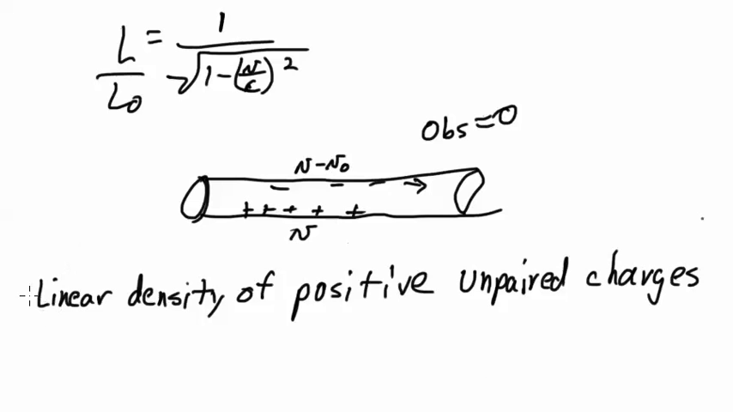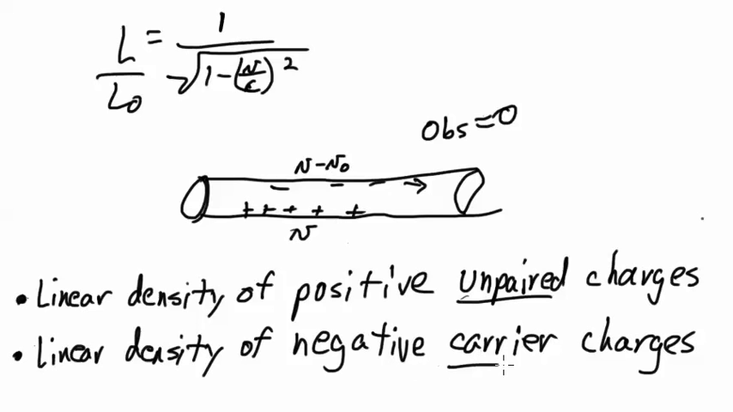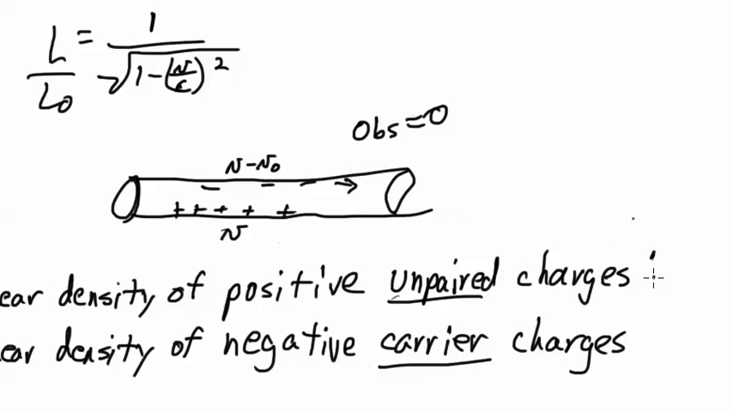I'm thinking of it as the linear density of the positive unpaired charges, because the positive charges are surrounded by a lot of electrons that are not in the valence shell, that are not conductive, that are not moving. So we're just concerned about the ones associated with the ones that are moving. And then we've got the linear density of the negative carrier charges, which are moving. And then these are going to be moving at velocity v with respect to the observer.